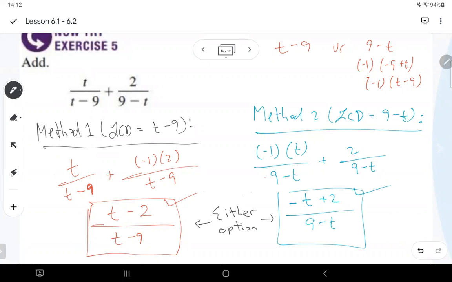They're exactly the same, basically. It's just one you have from the negative standpoint and one you have from the positive standpoint. That's the only difference.